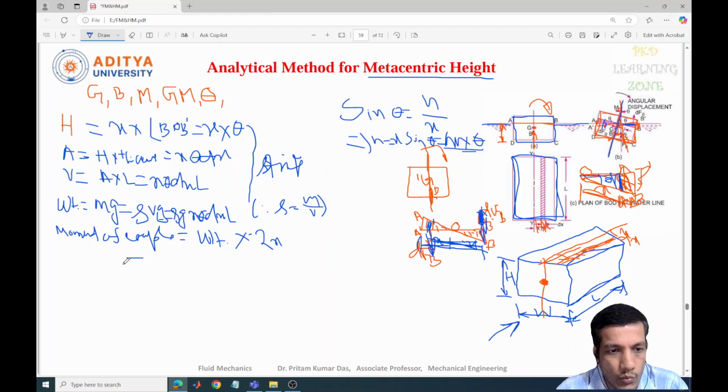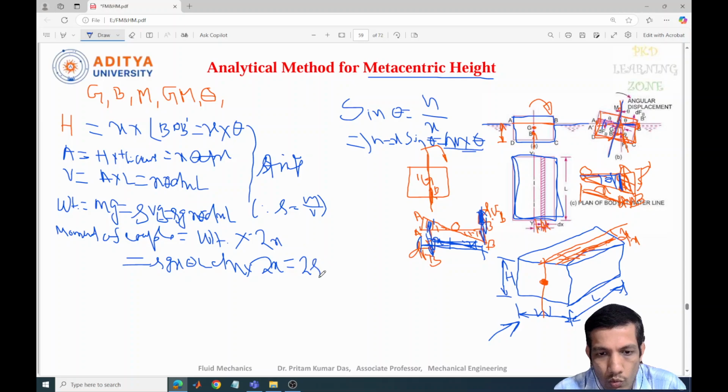So we can write the weight of the object we got here, that is rho g x theta L dx, into 2x. So this is the value we are going to get. Now if we multiply this, what will we get? 2 rho g x square theta L dx. So this is the moment of couple we got.